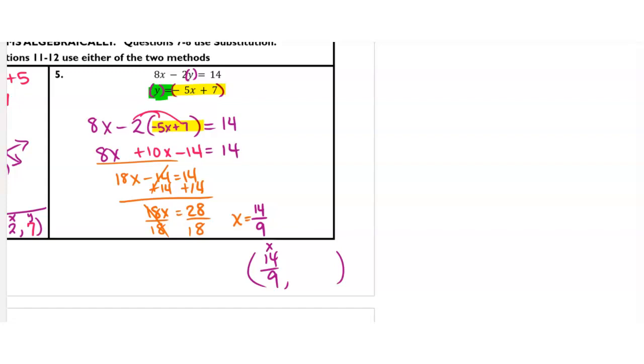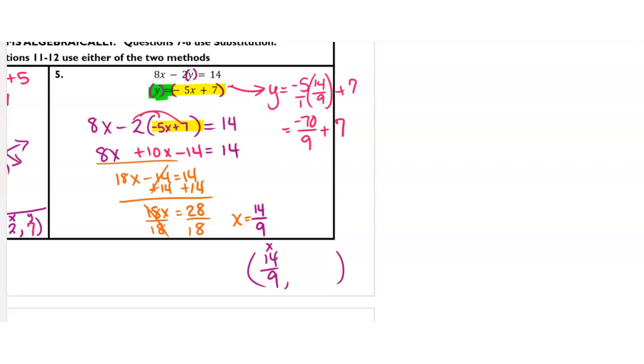We're going to substitute that. I'm going to use the second equation. So we've got y is equal to negative 5 times 14 over 9 plus 7. So remember, when you multiply a fraction with a whole number, you put that number over 1, and then you multiply across. 1 times 9 is 9, and then 5 times 14 is negative 70.